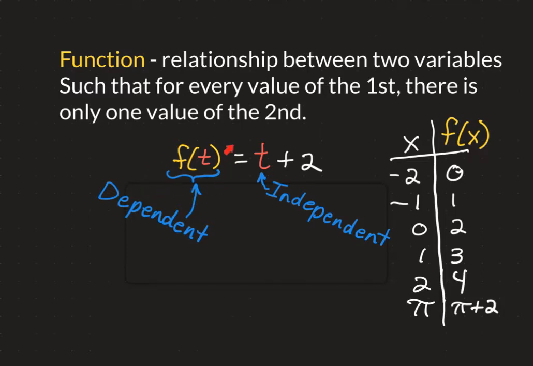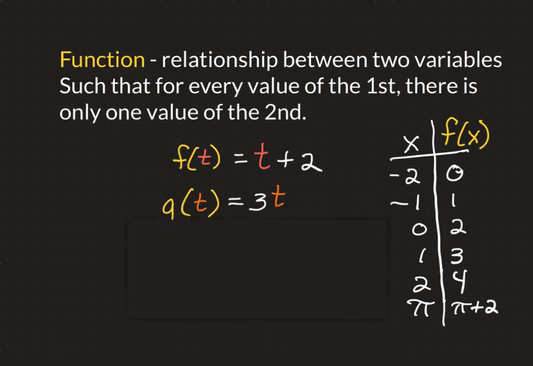What is the value of this variable? I don't know. It depends upon the value of this variable. But the moment I know the value of that variable and I have the function written out, I can figure out the value of the dependent variable. And let's look at some other functions. How about the function g of t, such that the function of g equals 3 times t? Or the function h of t, where it is equal to 5t squared minus 2t plus 6.